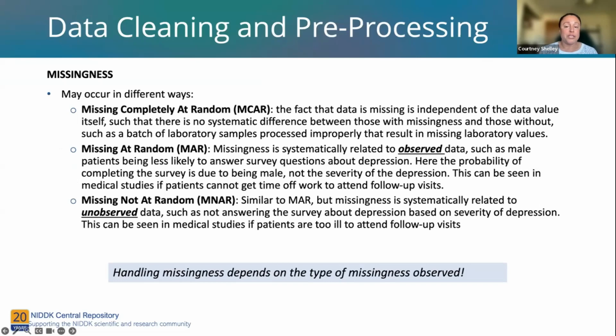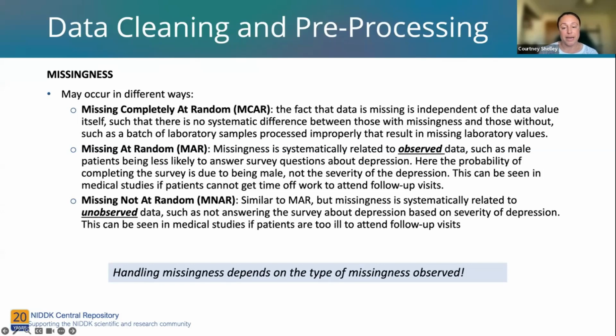Okay, so now I mentioned a little bit about missingness. There's actually 3 different kinds of missingness, which maybe you had not thought of before. Missing can occur completely at random. So the fact that the value is missing is independent of the data value itself. So there's no systematic difference between those with missingness and those without missingness, such as a batch of laboratory samples that were processed improperly. So something like that would happen to people, whether they were cases or they were non-cases.